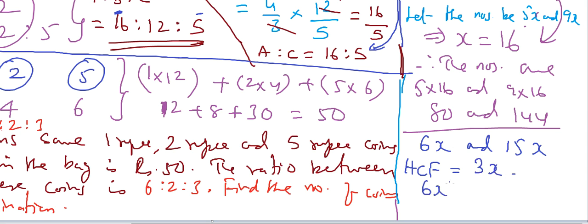Suppose it's 6x square and 15x cube. Then again, the highest common factor HCF of 6 and 15 is 3, and for x square and x cube, you need to take the one with the least power, so x square. So 3x square is the HCF.